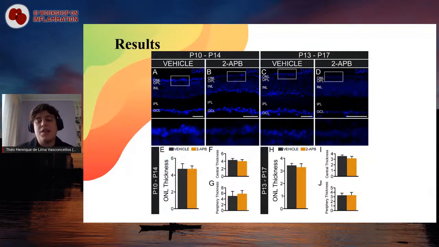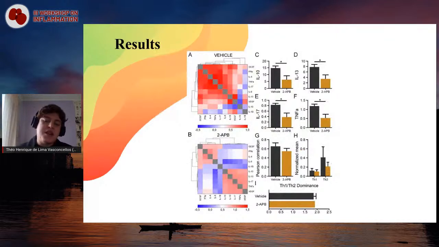With this data, we decided to evaluate the aspect of neuroinflammation by multiplex assay. Interestingly, we noticed that the inflammatory response was altered, as shown by the heat maps, indicating a decrease in the synergy or correlation of the cytokines, and triggering deregulation of the inflammatory response. In addition, individual analysis demonstrated a decrease in the cytokines interleukin 10, 13, 11, and TNF.